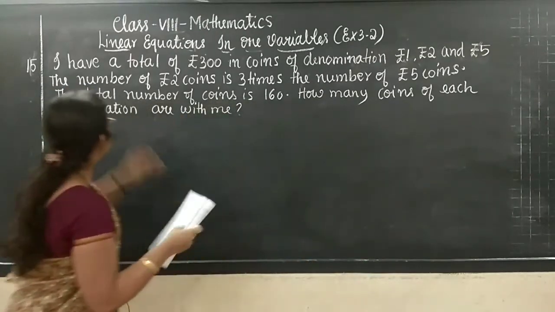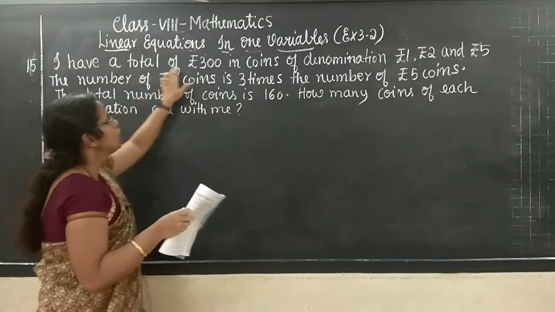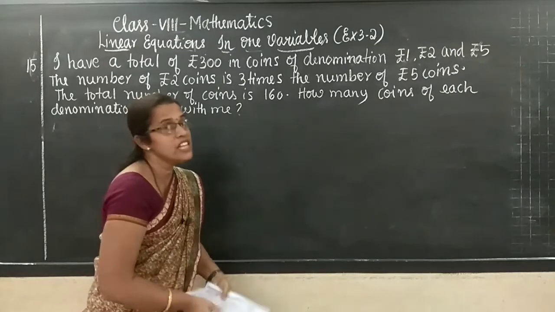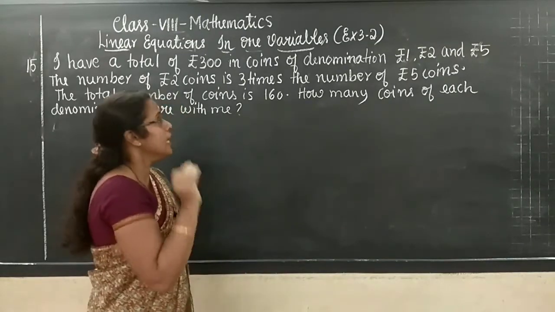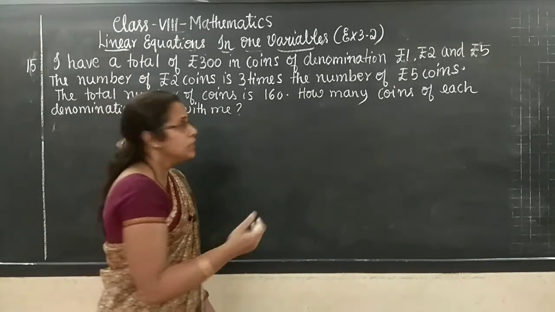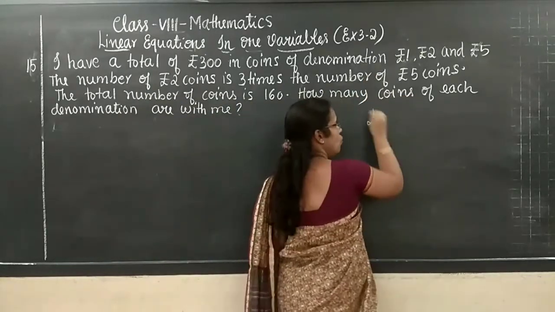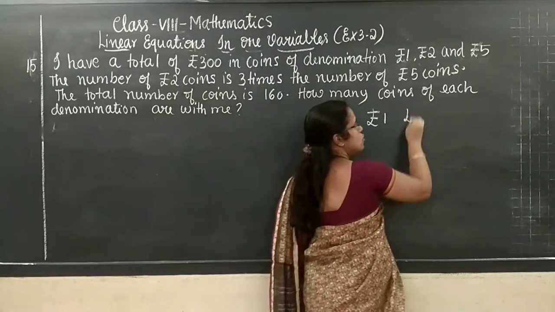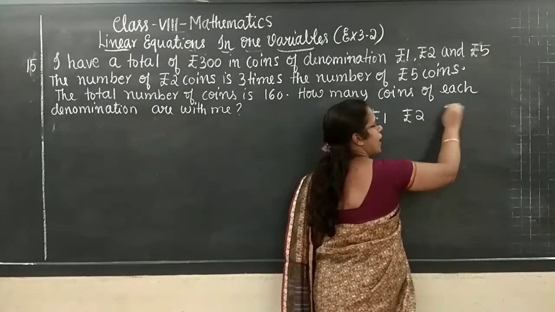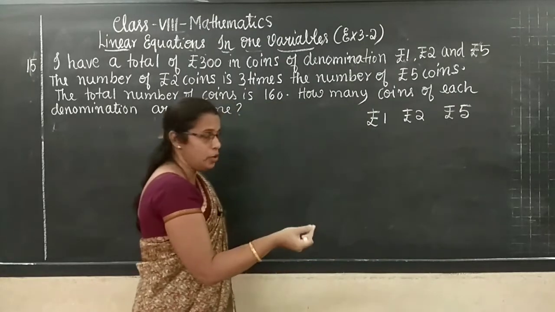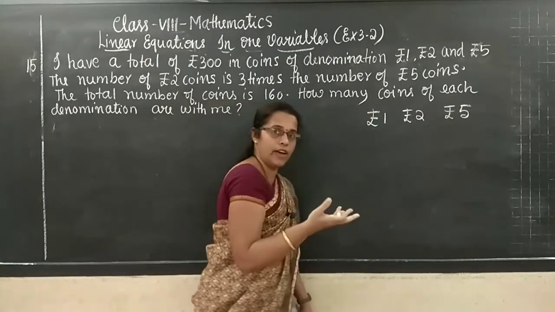Okay, see here. I have a total of rupees 300. How much rupees am I having? 300 rupees, in the form of coins. The denominations are rupee 1, rupees 2, and rupees 5, in the form of coins: 1 rupee, 2 rupees, and 5 rupees.